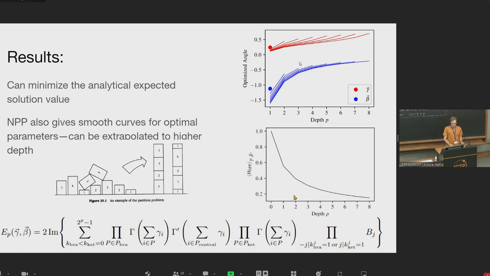And likewise, as we increase the depth of our QAOA circuit, we are increasing our solution quality. So in this context, a lower expectation of our problem Hamiltonian is better because we're looking at the residue when we subtract the sums of the values in the two partitions.